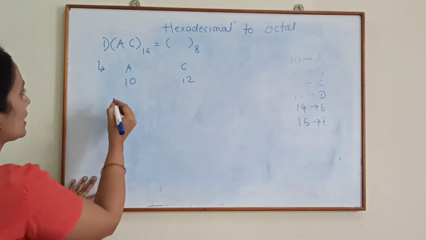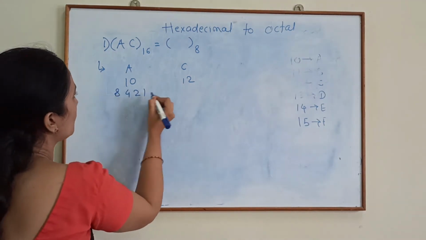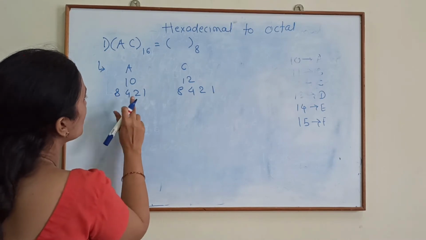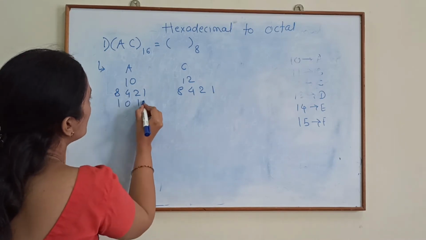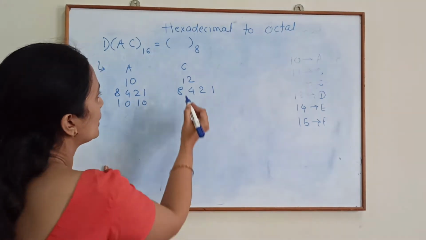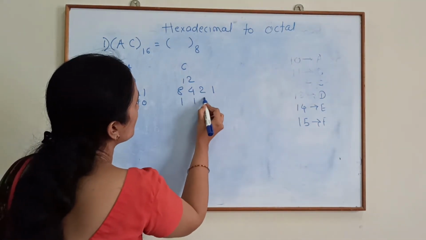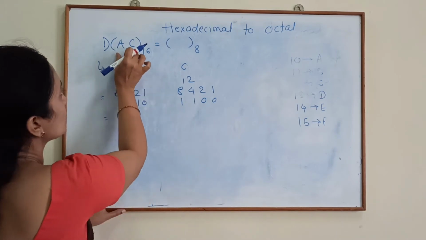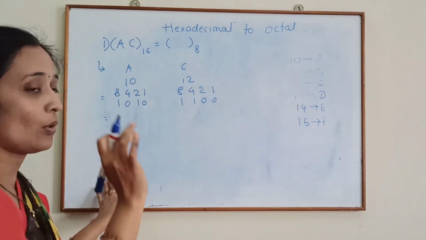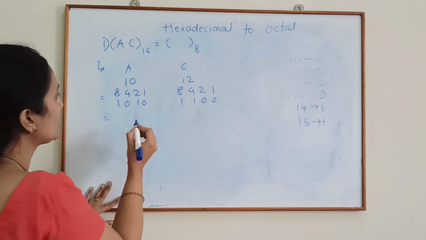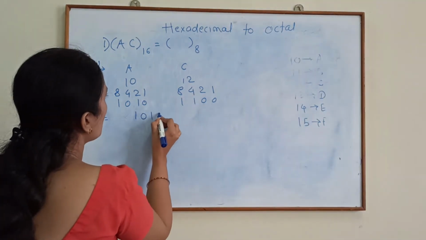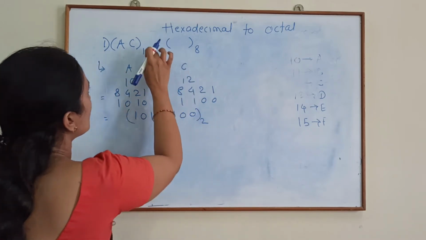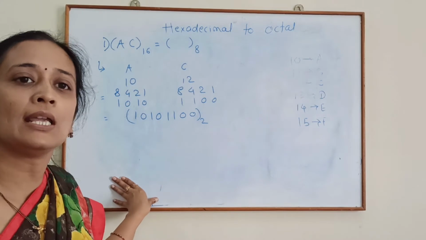Then write 8, 4, 2, 1 for each. 10 means 8 plus 2. Therefore, 1, 0, 1, 0. 12 means 8 plus 4, therefore 1, 1, 0, 0. This is the binary equivalent of AC. I am saying binary, not octal. First, we have to find the binary equivalent: 10101100. This is the binary equivalent of the hexadecimal number AC.